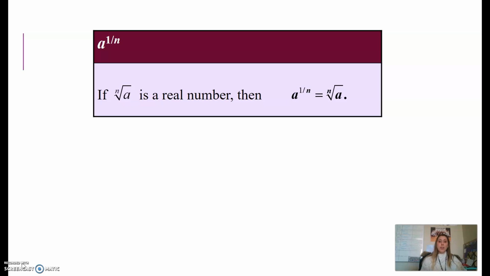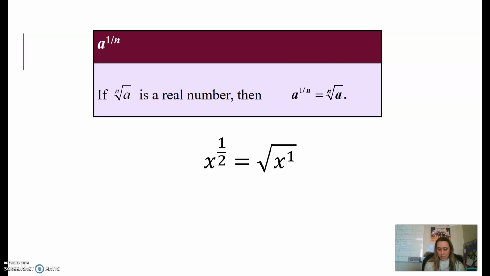So this is, if the nth root of a is a real number, then you can rewrite it as a to the 1 over n. So you're going to see different notation. This was something that was difficult for me to learn as a student, and so when I was learning it, I remembered that x to the 1/2 was always the square root of x, so then I could figure out what I needed to do.